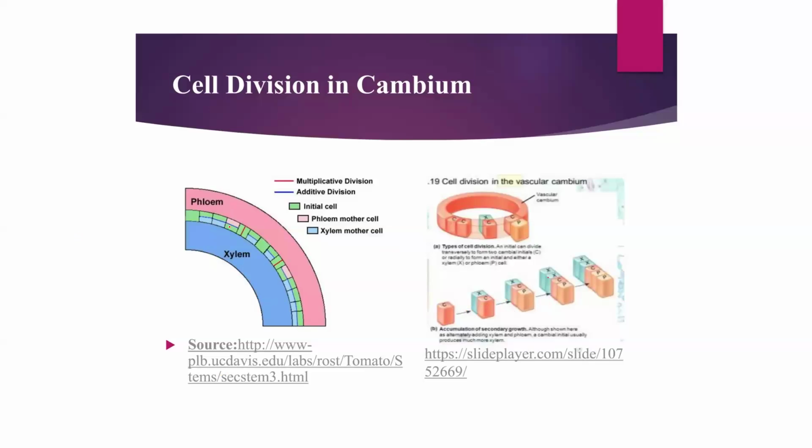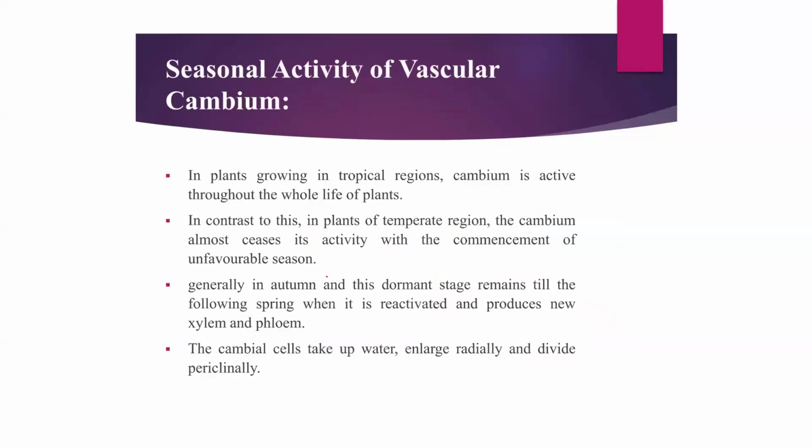So this one is the initial cell. So they produce the phloem mother cell and here the xylem mother cell. So it produces the xylem and phloem. So next one is the seasonal activity of this vascular cambium.